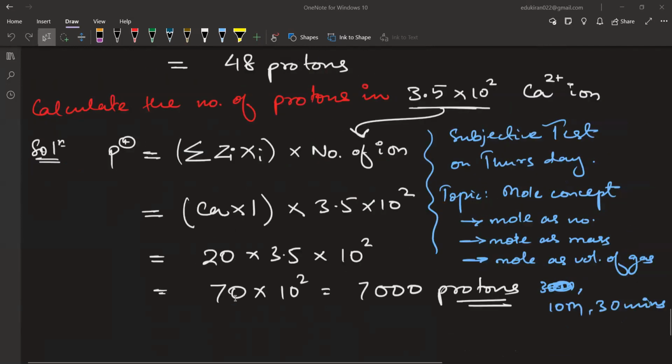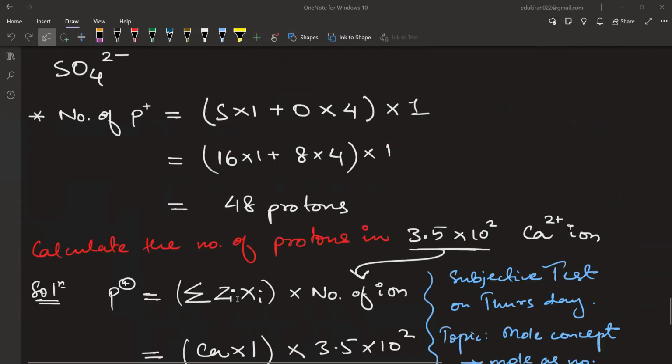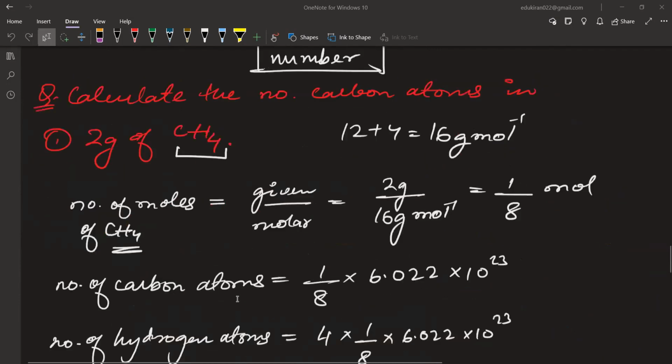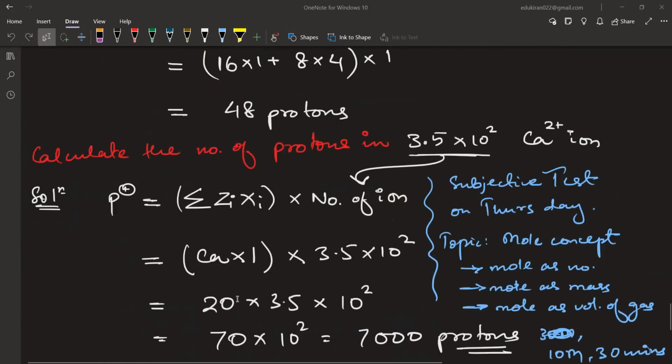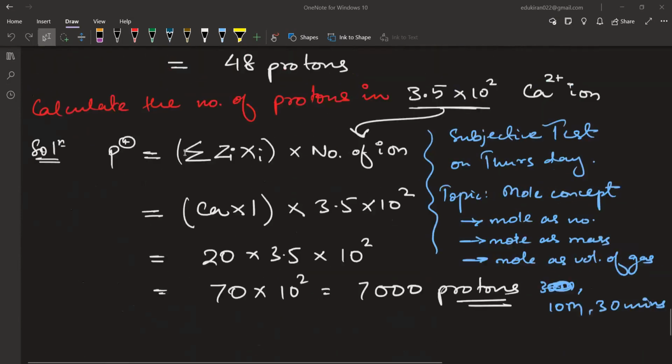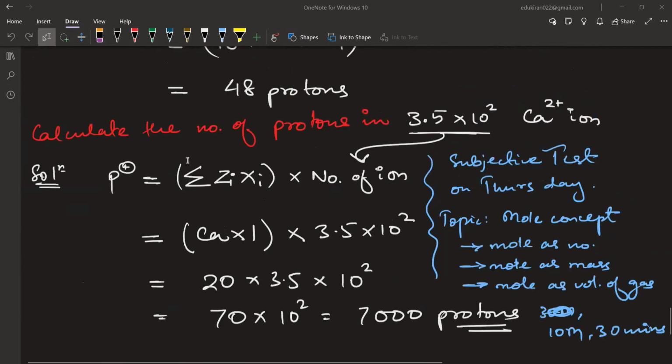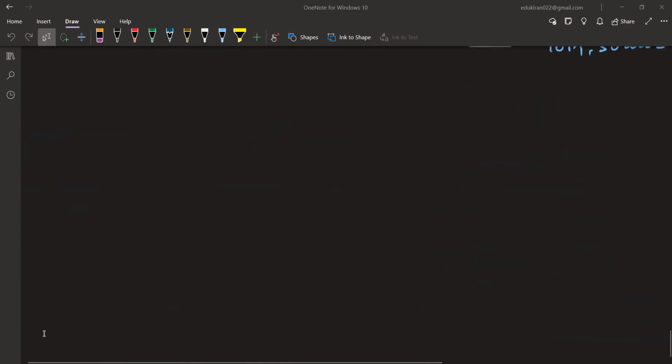First of all, calculate the number of protons. For protons, we have seen. And now we will look for electrons also. Please see here. For protons, you can see it's very easy. Now let's look for electrons. So write a question.